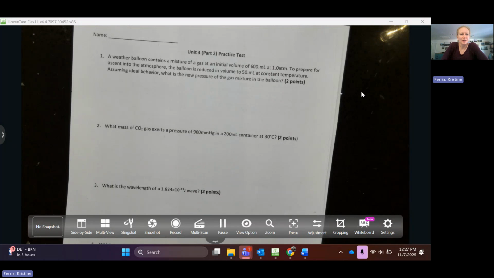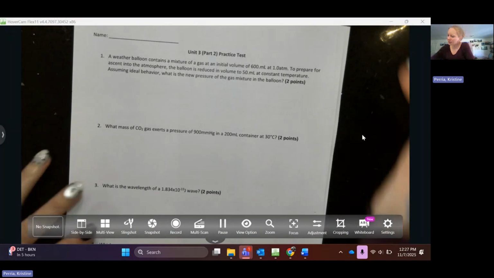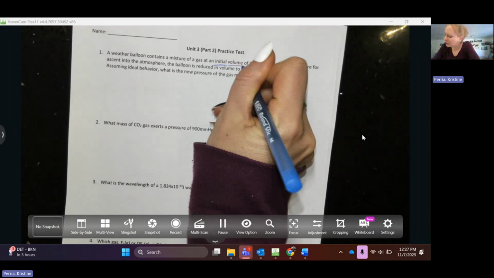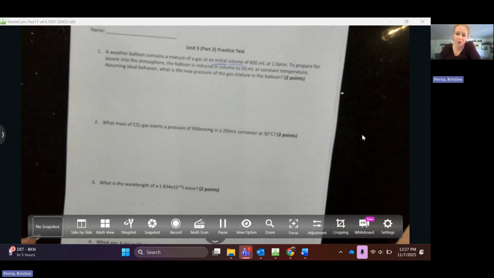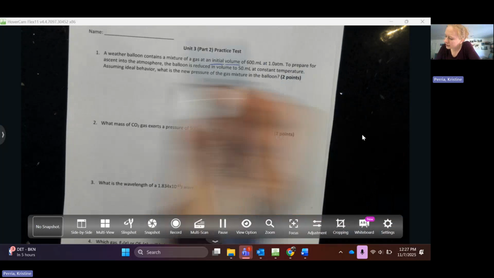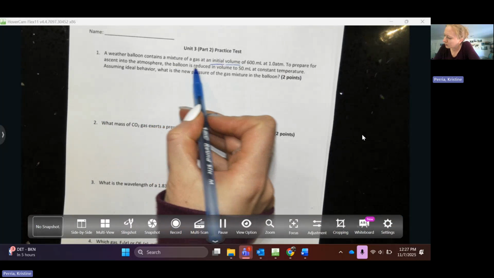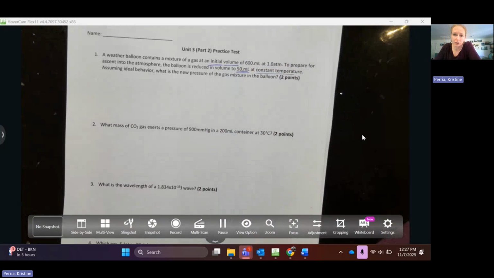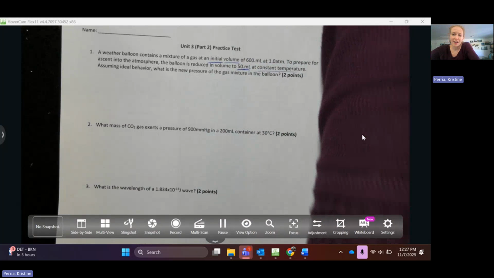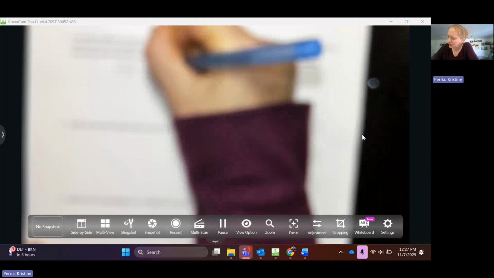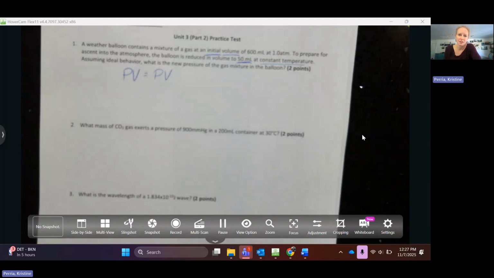Number 1 says a weather balloon contains a mixture of a gas and an initial volume. As soon as you see a word like initial or final, that's how you know that you're going to be using PV over T equals PV over T. It gives you some conditions to prepare for the ascent to the atmosphere. The balloon is reduced in volume, so we see a change at constant temperature. Since the temperature doesn't change, we're just going to use PV equals PV. We don't need to use the temperature.